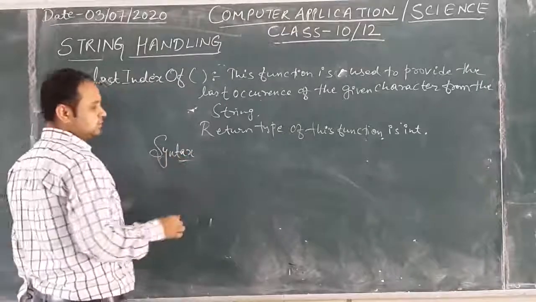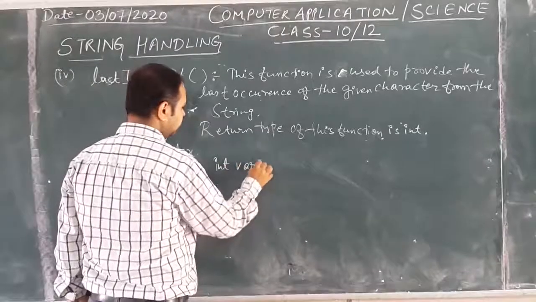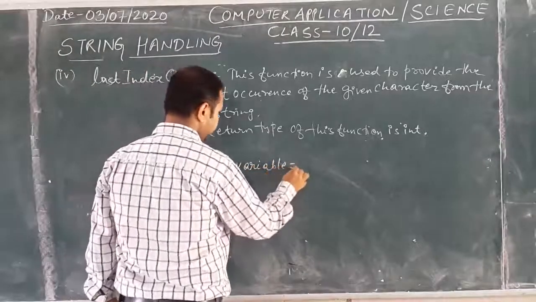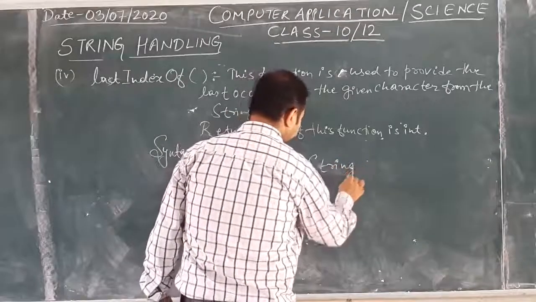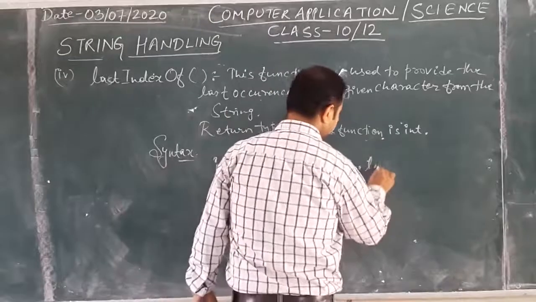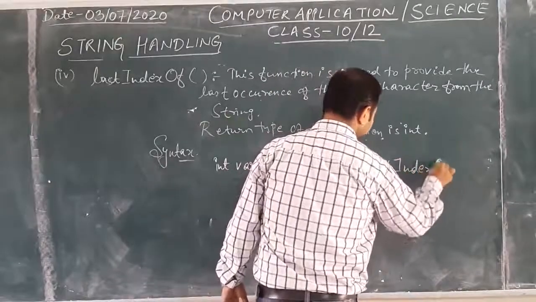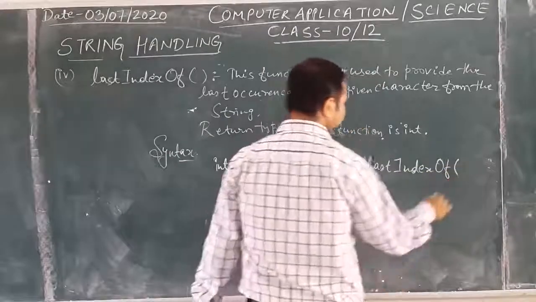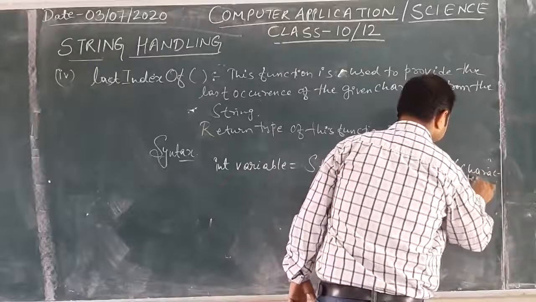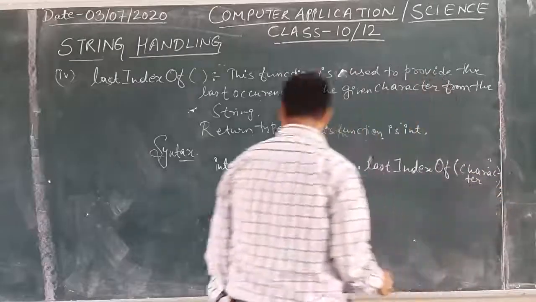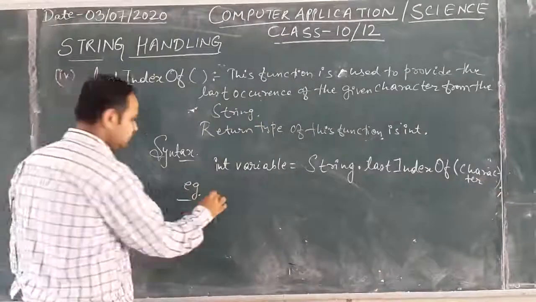So the syntax is int variable is equal to string dot lastIndexOf, and here I will specify the character, then put the semicolon.